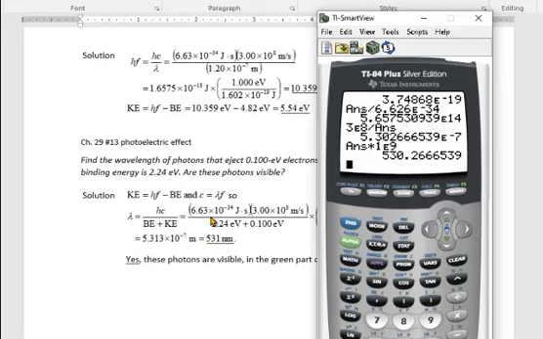Again, I think they rounded Planck's constant to 6.63, which I didn't. So that would be the answer to that one. And that would actually be it. These are the only 2 problems I had for chapter 29.